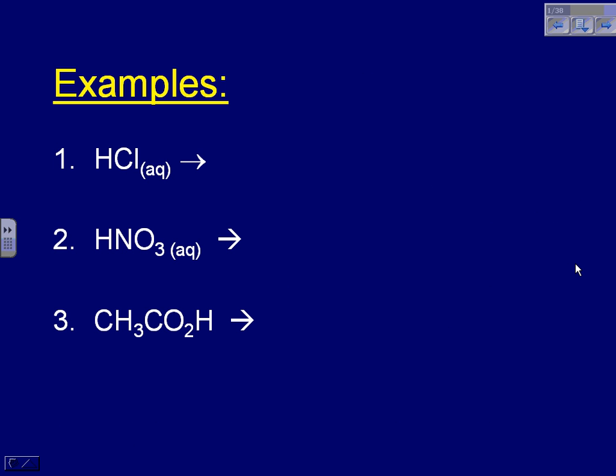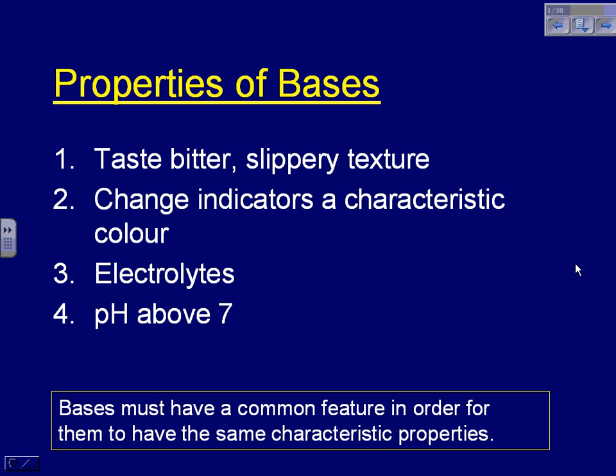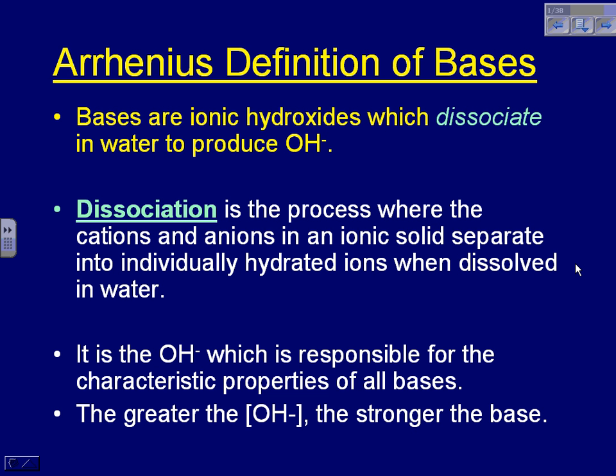There are some examples. I asked you to write some down in the book, and I'm not going to go through those. Properties of bases. Bases, again, change indicators to a characteristic color. We saw that. They have a pH above 7. You should have measured that over and over again. They tend to taste bitter and are slippery to the touch. They are also electrolytes, and therefore there's something in common. So what do they have in common? Well, they have in common this OH, the hydroxide ion.